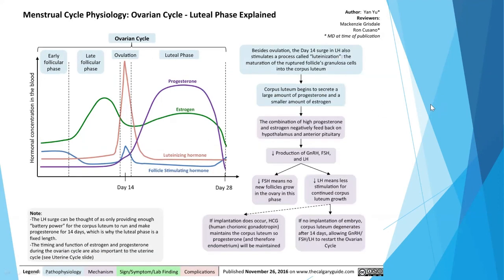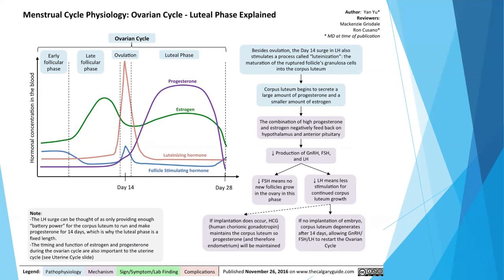Next up, we have the luteal phase. Explain. So, besides ovulation, the day 14 surge in LH also stimulates a process called luteinization, the maturation of the ruptured follicle's granulosa cells into the corpus luteum. Corpus luteum begins to secrete a large amount of progesterone and a small amount of estrogen. The combination of high progesterone and estrogen negatively feeds back on the hypothalamus and anterior pituitary. There is decreased production of GnRH, FSH, and LH.